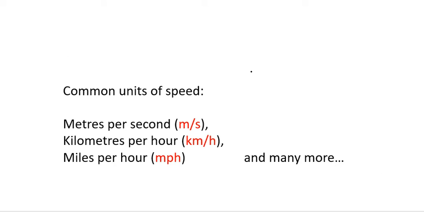So just as a wee example for speed, if I think of something travelling at 5 metres per second, what I'm saying is whatever this thing is, every second it's travelling 5 metres. If I think of a car travelling at 30 miles per hour, then that would mean that the car is travelling 30 miles every hour. So every hour the car travels 30 miles. So that's our speed. And again, there are many more units, but these are the most common ones we'll be using. So we're going to jump into a few examples here.